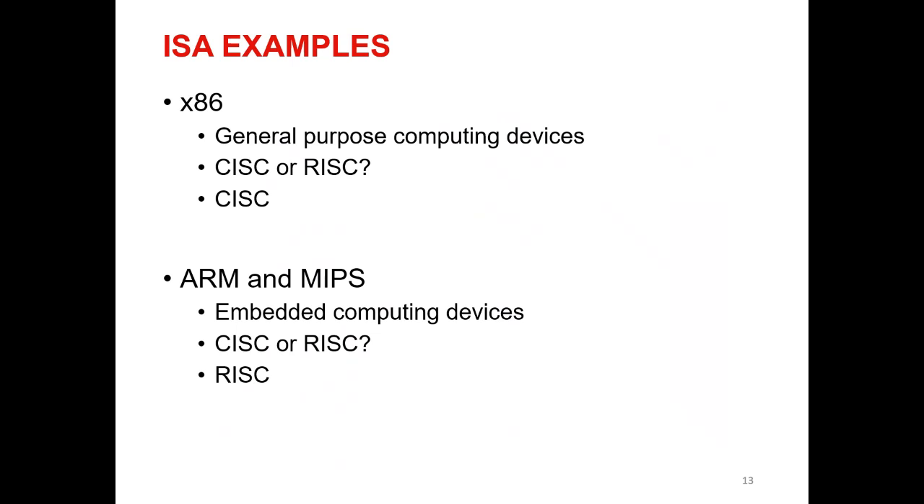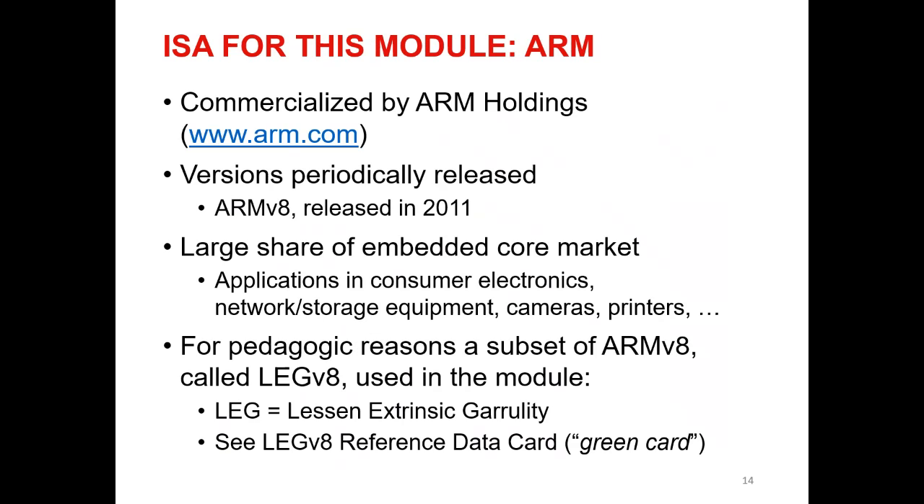So now, what is the ISA we are going to use in this module? In this module, we are going to use ARM. You probably know ARM. In this case, we are going to use an instruction set which was released in 2011. It's called ARMv8. It's used in a lot of embedded computing devices, and that's one of the reasons for using it, because as we saw the other day, a lot of computing devices use ARM processors.